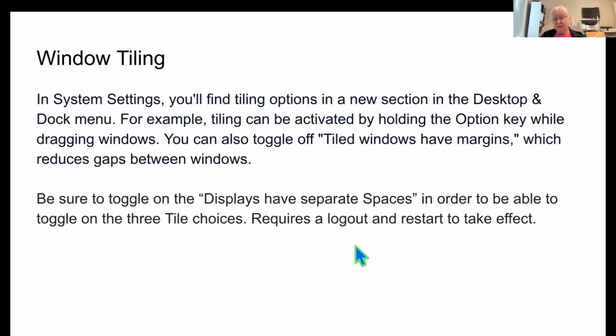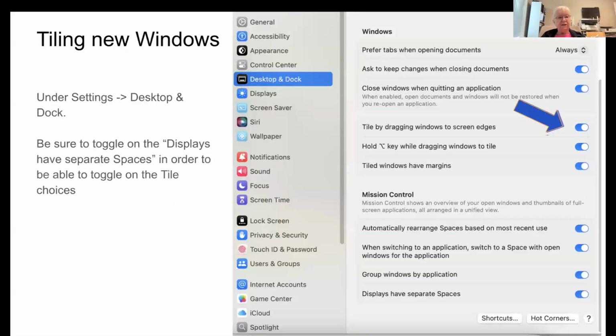I discovered that because it wasn't working for me, I had to log out after I enabled that in settings, in order for it to take effect, and do a restart. So this is the screen that shows you where the Mission Control settings are. Tiled windows have margins. Tile by dragging windows to screen edges, and hold the Option key while dragging windows to tile. In order to get those on, you have to go down and make sure displays have separate spaces is on.